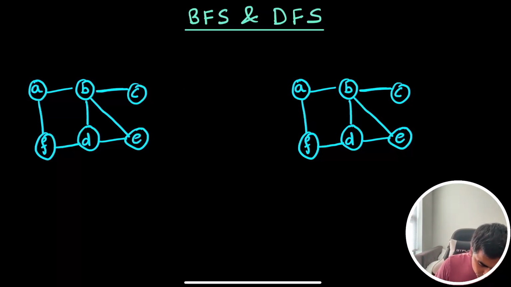Breadth first uses a data structure called a queue. So we're going to have a queue.